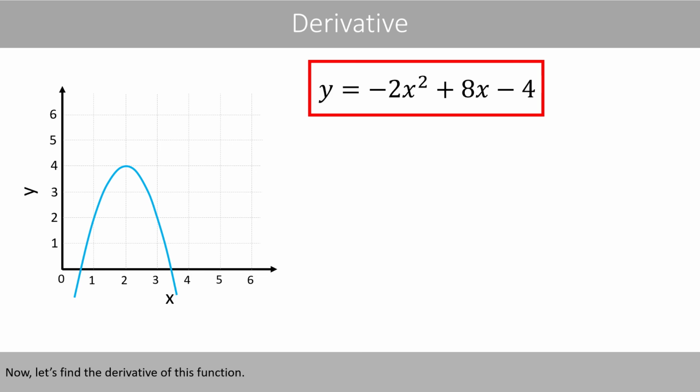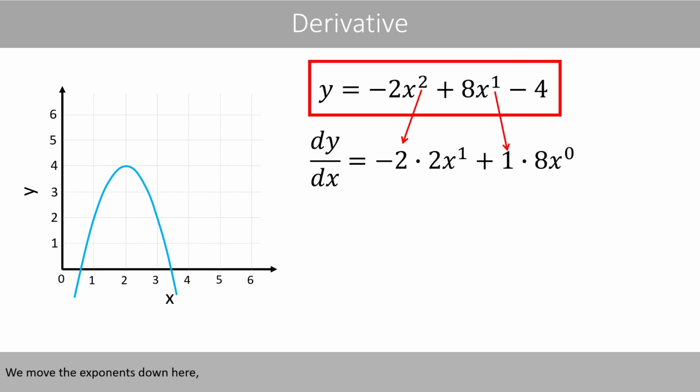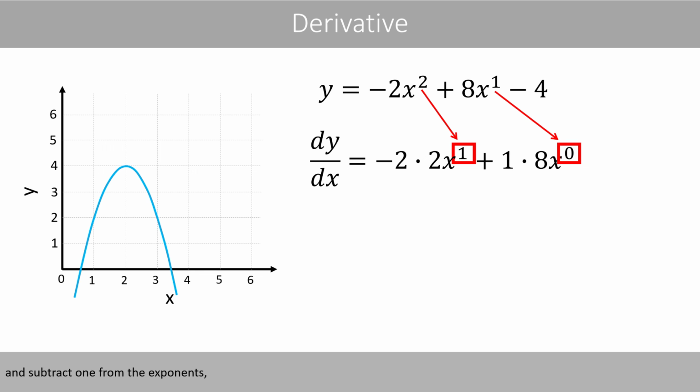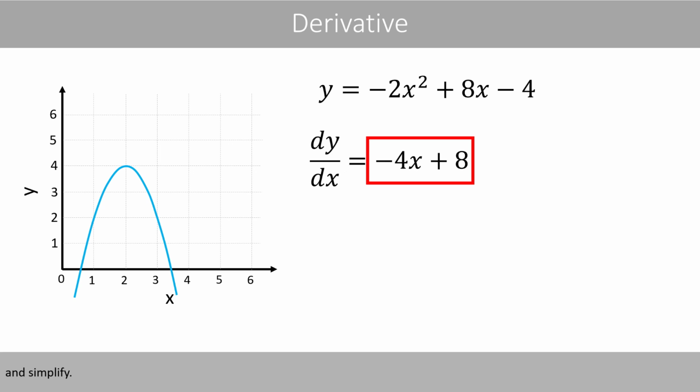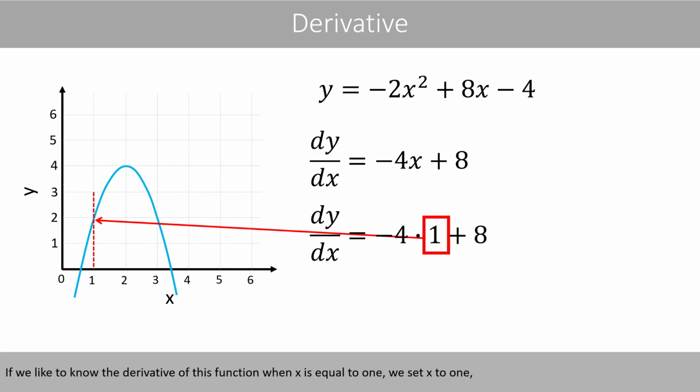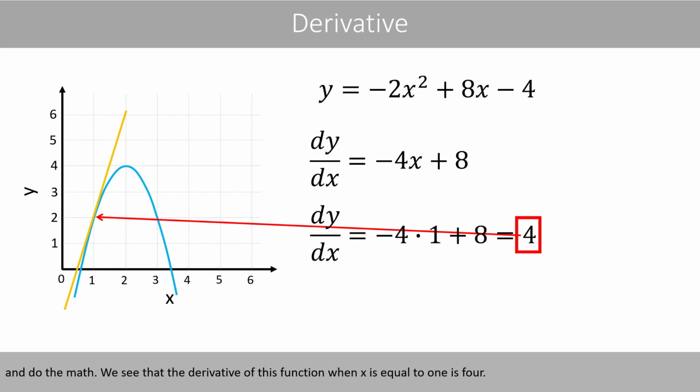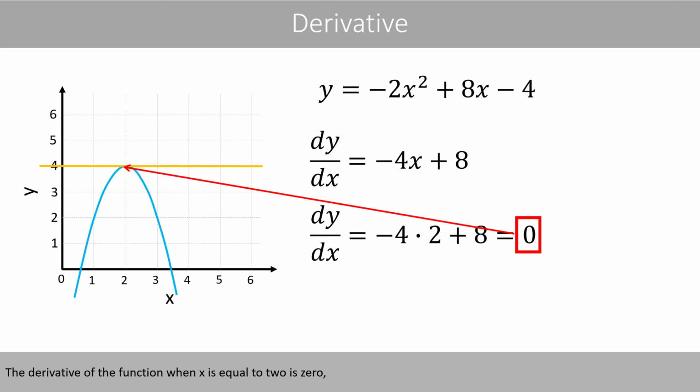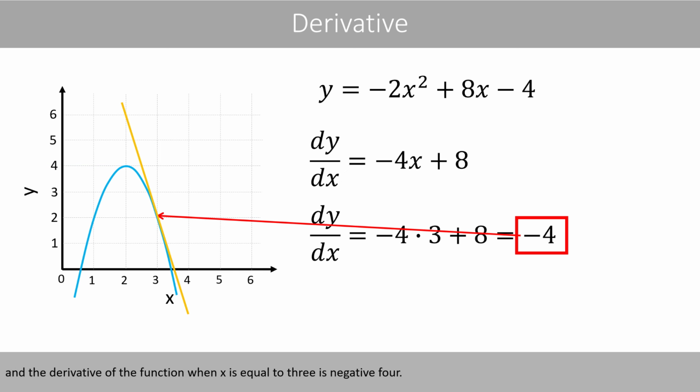Now, let's find the derivative of this function. We move the exponents down here and subtract 1 from the exponents, and simplify. If you like to know the derivative of this function when x is equal to 1, we set x to 1 and do the math. We see that the derivative of this function when x is equal to 1 is 4. The derivative of the function when x is equal to 2 is 0. And the derivative of the function when x is equal to 3 is negative 4.